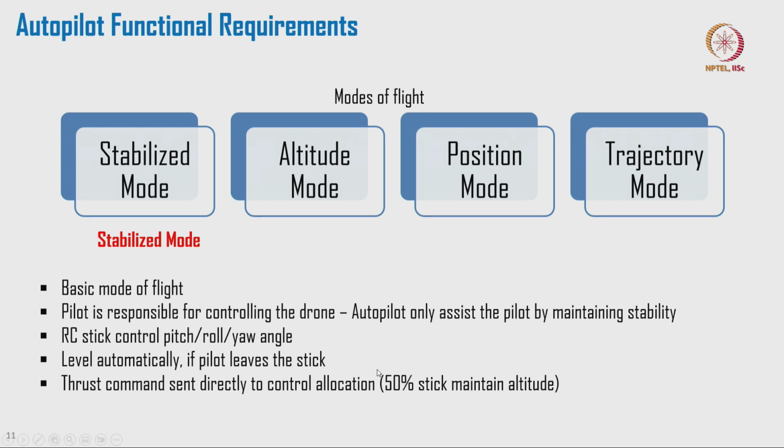You should have at least 50% stick to maintain a altitude. If you see a drone coming down, you may have to increase the thrust to increase the altitude and maintain. So pilot have to do lot of workload to maintain the drone in specific position, right? We will study more about different modes, altitude mode, position mode, trajectory mode in the next lecture.